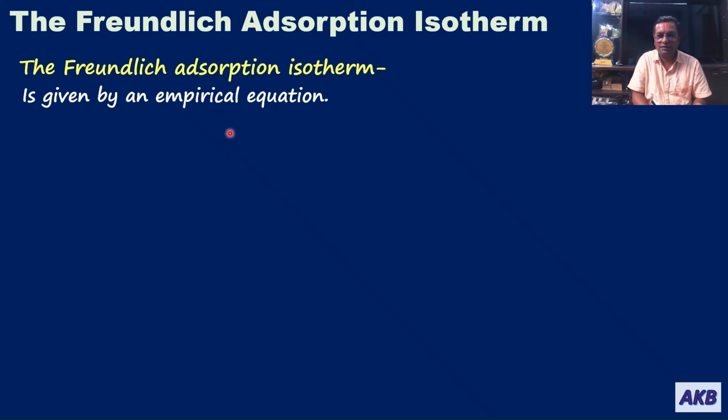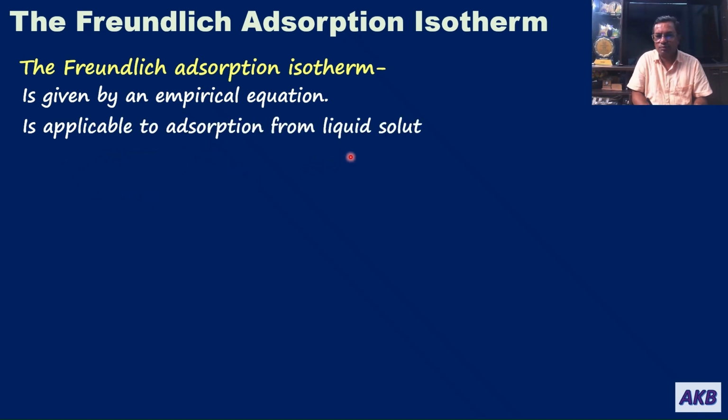It is derived by using experimental data. An empirical equation is a mathematical equation that is derived by using experimental data. So the Freundlich adsorption isotherm is given by one such empirical equation. It is applicable to adsorption from liquid solutions.